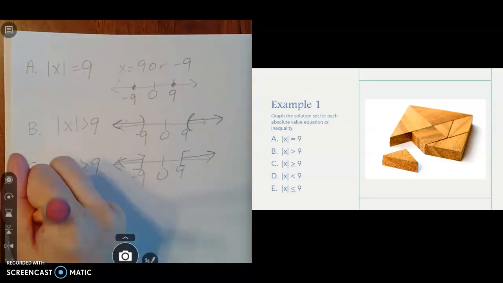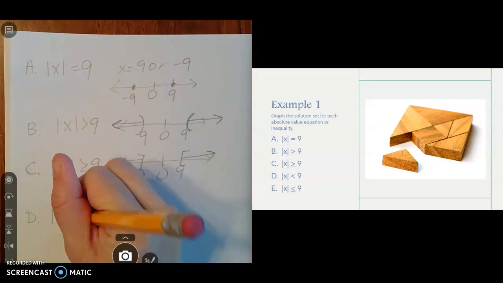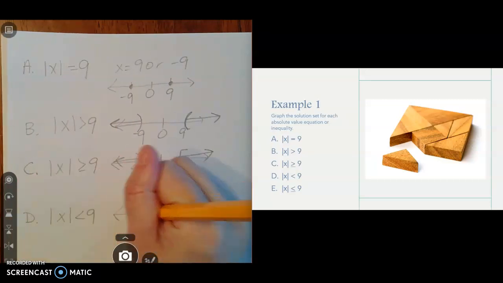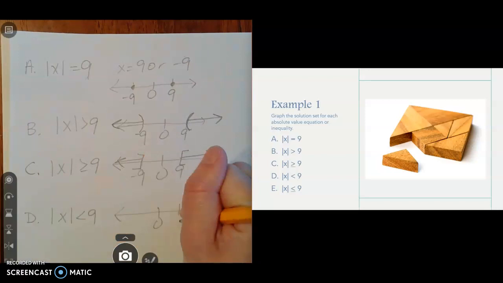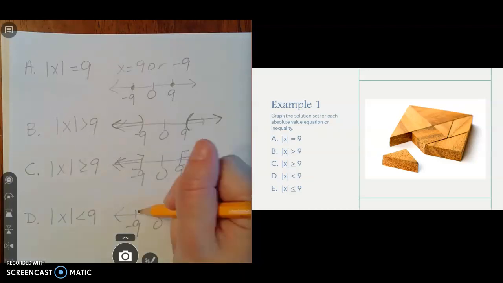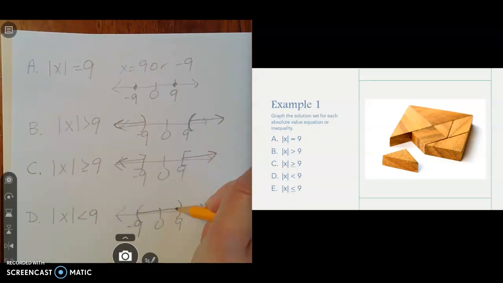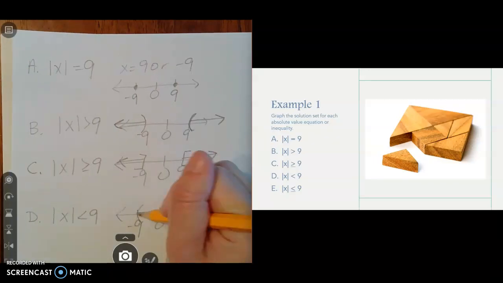Okay? What if we have the absolute value of x is less than 9? Well, let's see here. Here's 0 on my number line. There's 9. There's -9. So I'm talking about it could be 9 away or less. 8 away, 7 away, 6 away, 5 away, 4 away, all the way down to 0 away, right? So what we're doing here is anything between -9 and 9 has those smaller distances that are less than 9 away.